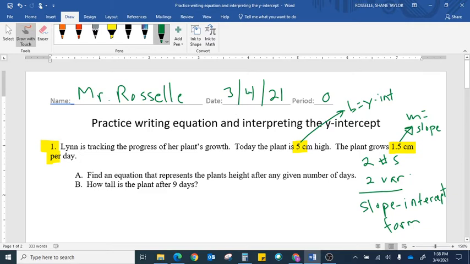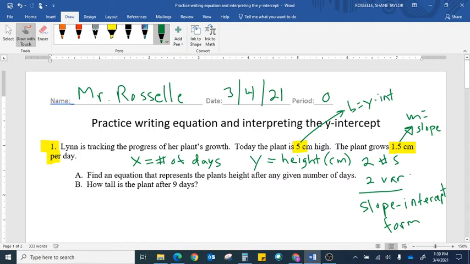So the first question says find an equation that represents the plant's height after any given number of days. All right, so we could write it one of two ways. We can just say x and y, and we can define what x is. So x equals number of days, and y is going to equal the height, and we'll call it in centimeters.